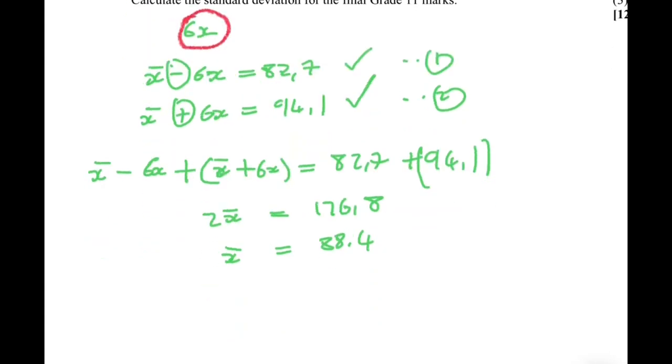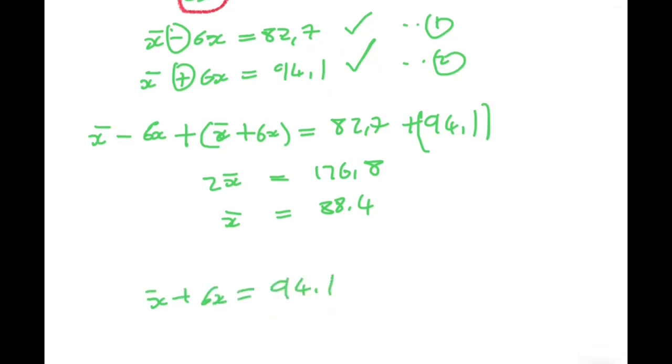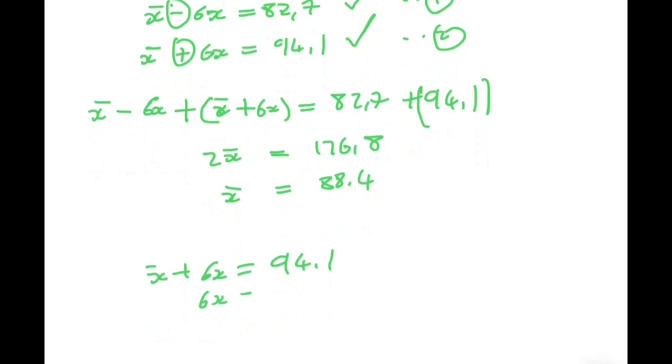Now you can substitute your mean in any of the two equations and get your standard deviation. So let's substitute it in equation 1. We're going to get the mean plus the standard deviation is equal to 94.1. So the standard deviation will be equal to 94.1 minus the mean, right? But lucky for us, we know what the mean is. So we have 94.1 minus 88.4, which is equal to 5.7.